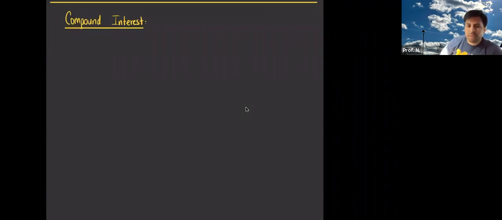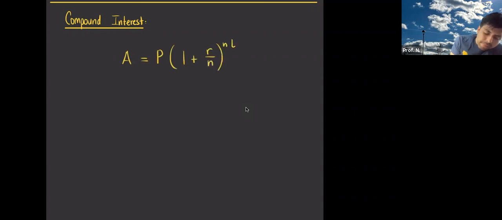So compound interest. What is compound interest? First I'm going to give you the formula. And you probably have seen this formula before. Now, what does the p value represent? Has anyone seen this before?